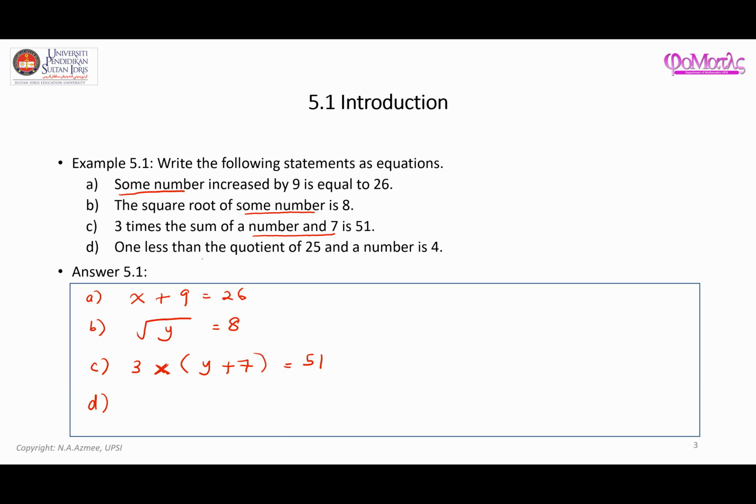Next, 1 less than the quotient of 25 and a number is 4. So the quotient of 25 and a number, that would be 25 over a number. So let's say this is y, 25 over y. 1 less than that means this one minus 1 must be equal to 4. Alright, I hope that we are all clear on how to change statements into mathematical notation. So next we move on to the next slide.